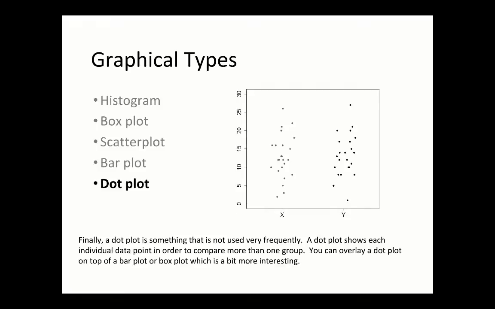A dot plot is not very frequently used. The advantage is you can actually overlay a dot plot on top of a bar plot or a box plot, which may be a bit more interesting so you can actually see the individual responses. A dot plot presents the frequency or means to compare many groups using just dots. It offers somewhat of a cluttered view of data, but it can show each individual response for an individual in a group.